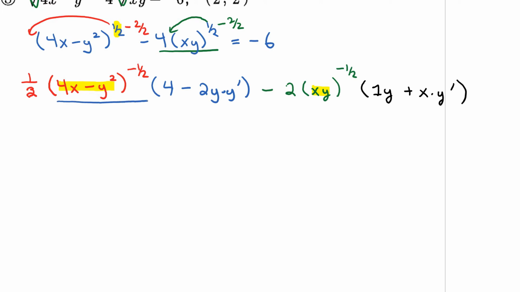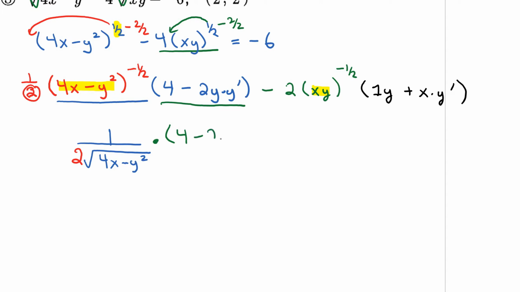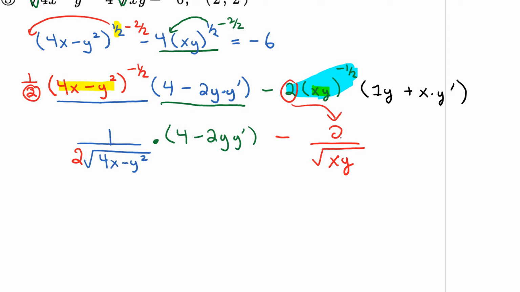So this expression right here at the beginning, that's going to be 1 over the square root of 4x minus y squared, and then this 2 here would just tag along in the front, and this part here, which I'll underline in green, we'll just multiply this on the numerator here. So this is 4 minus 2y times y prime, close the bracket. And then this part here in blue, that's all being raised to the power of negative 1/2. So that's going to be minus root xy. And then this 2 here, we'll just park that at the front there.